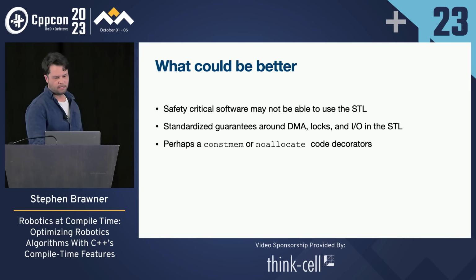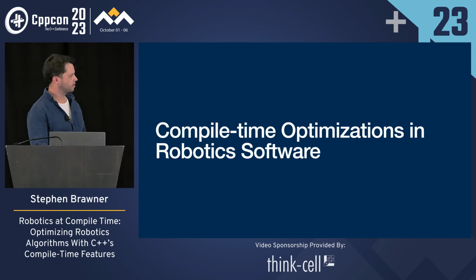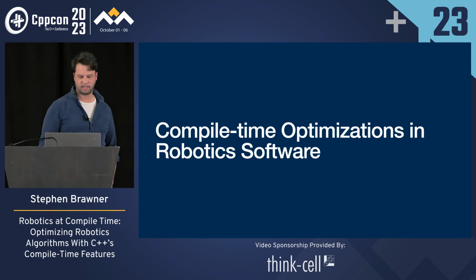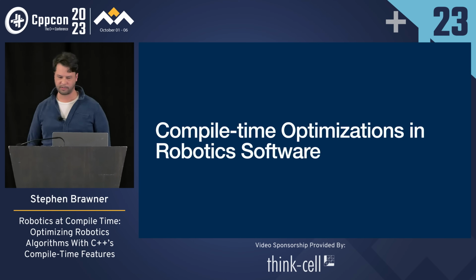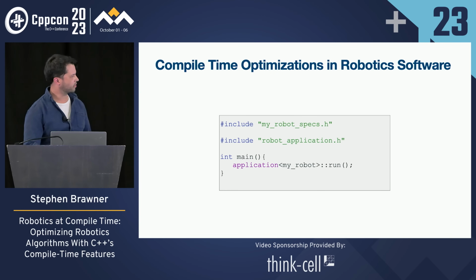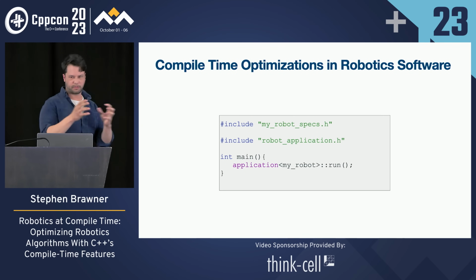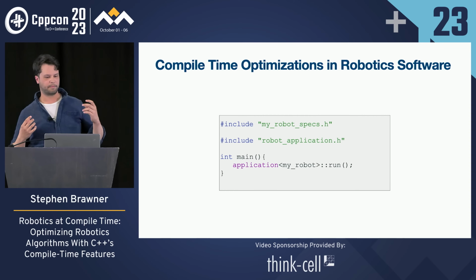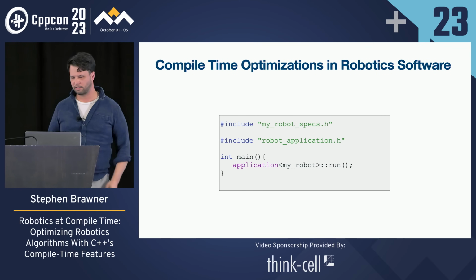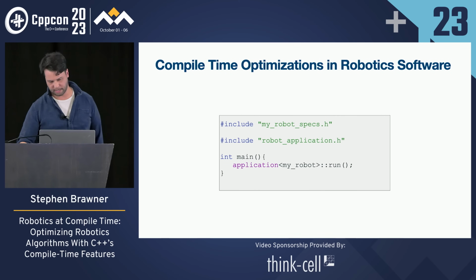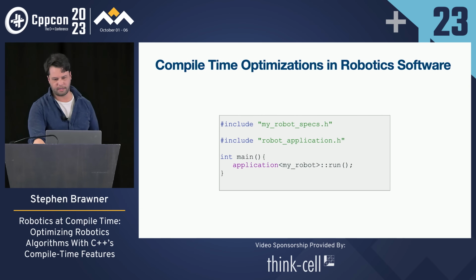OK. So to get into, I guess, the compile time optimizations that I've liked to use in some of the robotics code that I use, let me bring it back to kind of this picture where you include your specs and you have your application and you combine them at runtime. Your application knows all these details, and so the compiler can just optimize it.